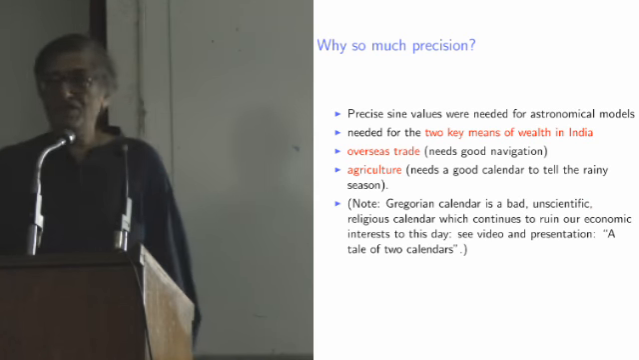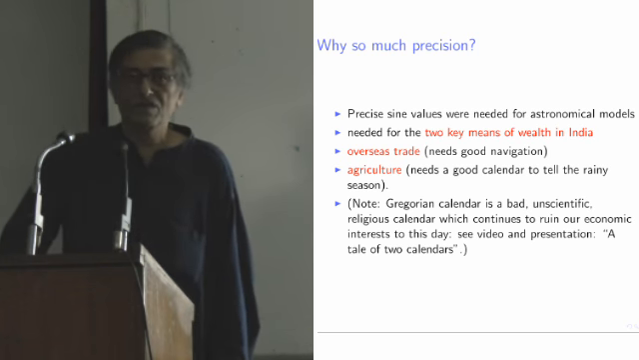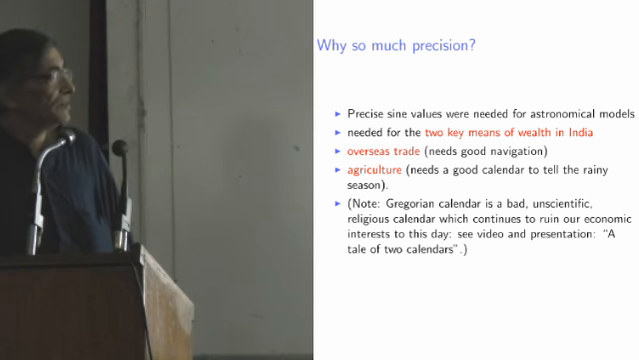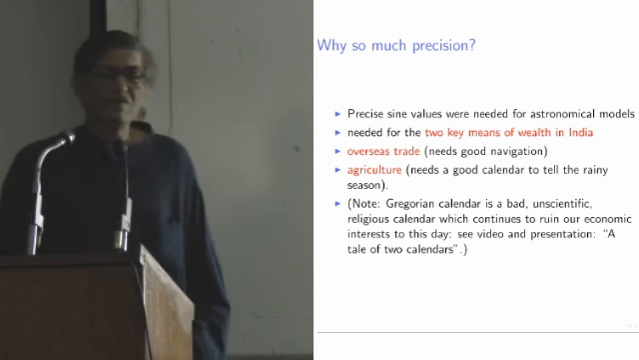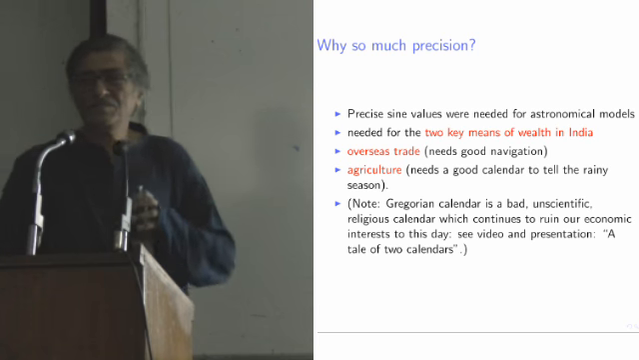So you can see my presentation on that separately. It's a separate topic, Tale of Two Calendars. If you Google, you should get the video, the articles and so on. It's a very bad, unscientific calendar. We say we have scientific temper. Why don't we have a scientific calendar? Why do we have this unscientific calendar?